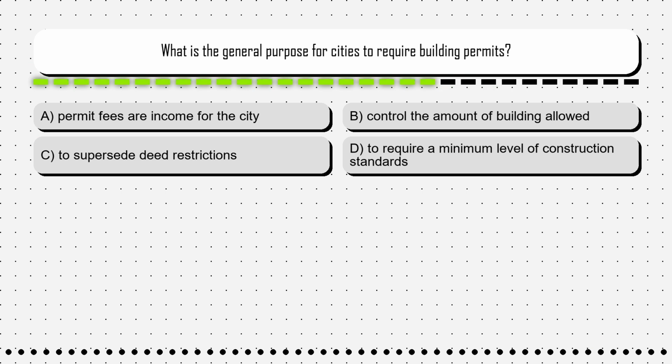Option A, to permit fees or income for the city. Option B, to control the amount of building allowed. Option C, to supersede deed restrictions. Option D, to require a minimum level of construction standards.